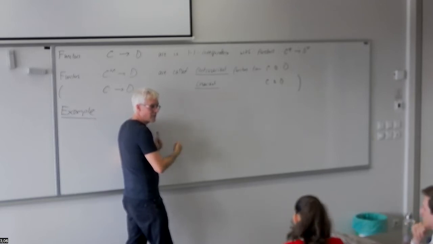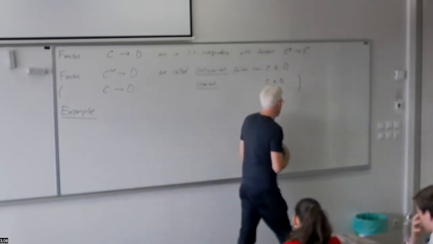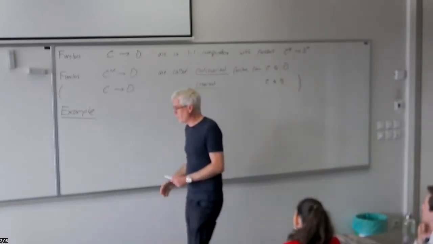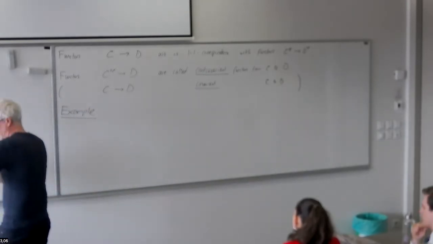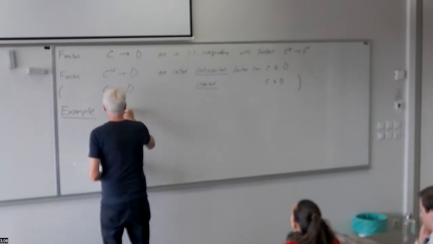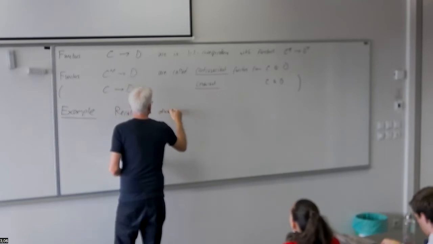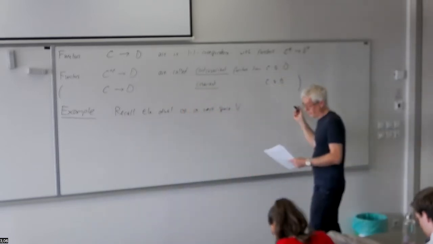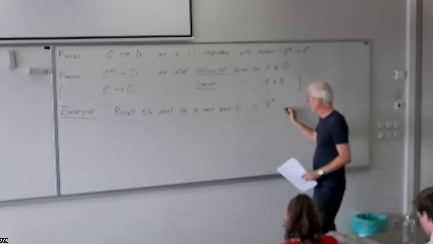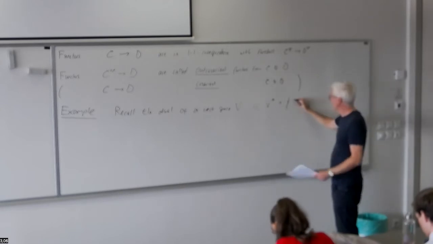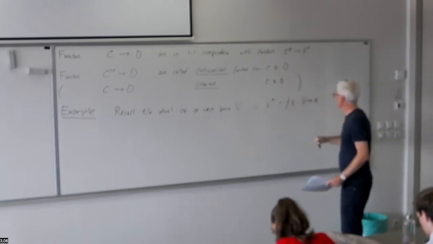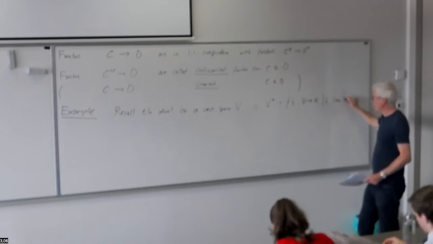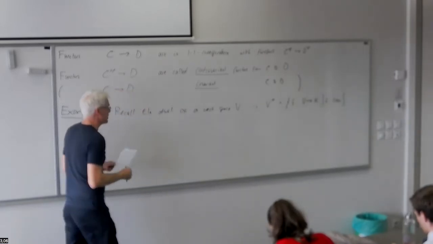Functorial means it extends to a functor on morphisms, namely linear transformations of vector spaces. However, it's functorial in the contravariant sense, so it's contravariant functorial. Let me use the notes. Recall the dual of a vector space V over a field K is normally written V star, and as hopefully most people know, it's just the space of linear functions from the vector space V to the field K, considered as a vector space.